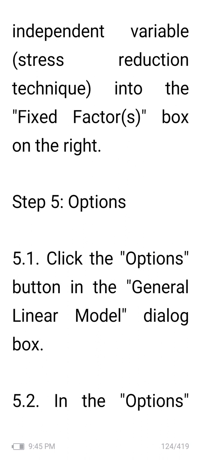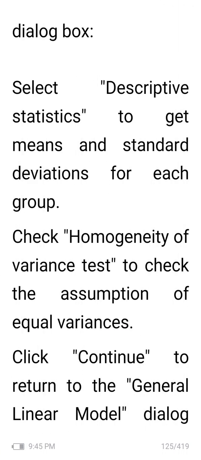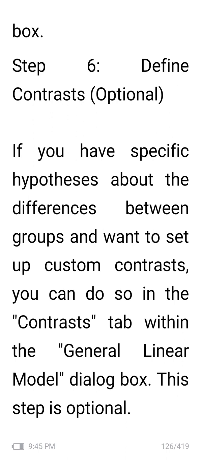Click the Options button in the General Linear Model dialog box. In the Options dialog, select descriptive statistics to get means and standard deviations for each group. Check homogeneity of variance test to check the assumption of equal variance. Click continue to return to the General Linear Model dialog box and define contrasts.